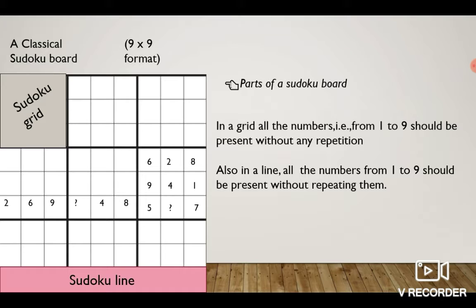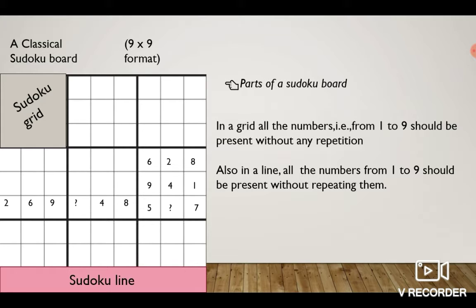So now let's see how to fill in the digits in a Sudoku board. In a grid, all the numbers from 1 to 9 should be present without any repetition in any random order. And in the same way, also in a line, the numbers from 1 to 9 should be present without repeating their digits. So guys, before solving any Sudoku problem, remember the rule of how to fill in digits in a Sudoku board. And more importantly, Sudoku is not a math game, it's a logic game. So only if you practice this continuously, you will be able to master this game. Though I have given you the rule of how to fill in the digits, only if an example is done, you will be very clear.